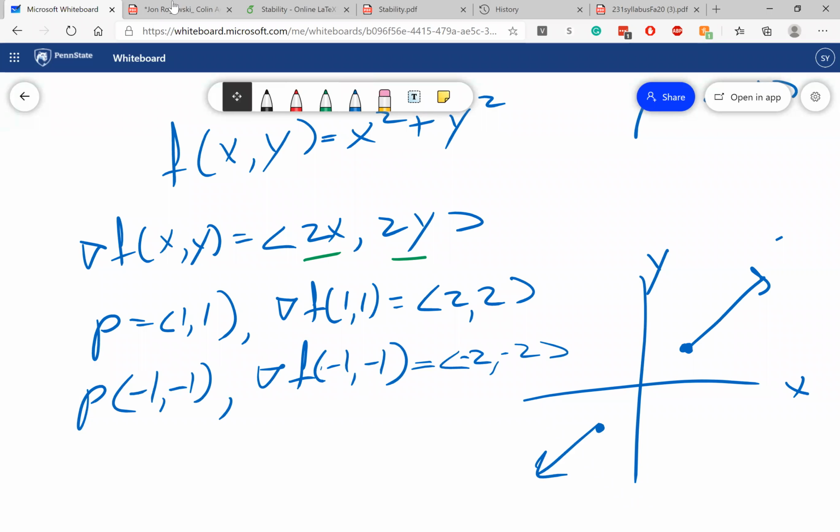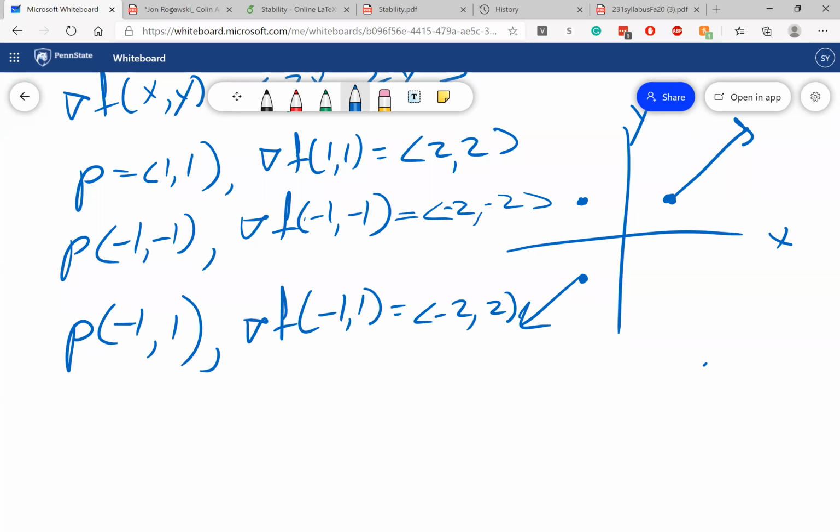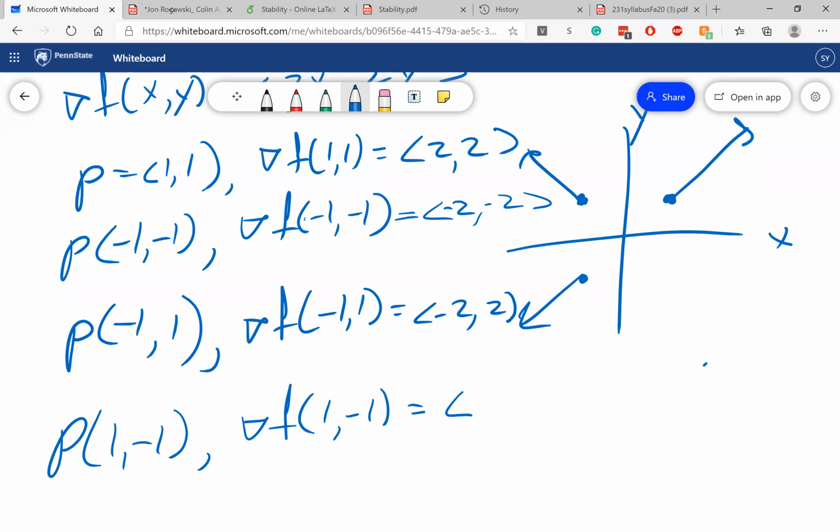We can try a couple more points. So let's try the point -1, 1. So that would be this point over here, and the gradient of f at -1, 1 is going to be -2, 2. So it's going to be a vector pointing like that. Okay, let's try the point 1, -1. So the gradient of f at 1, -1 is going to be equal to 2, -2. That would be over here, and the gradient would be a vector like that. Any questions about this so far?